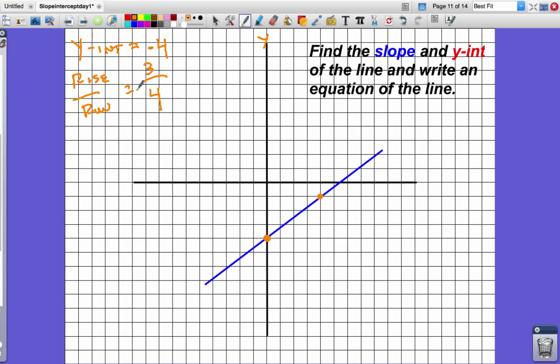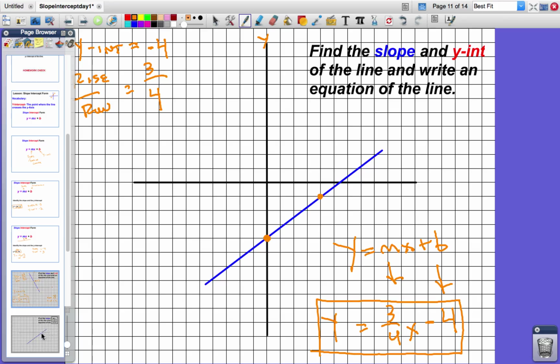So I have my slope, I have my y-intercept, I want to write the equation of the line in y equals mx plus b. So my slope is 3/4. Let's add the x. My y-intercept is -4. So there's my y-intercept because that's the b. And that's all still going to be equal to y. There's the equation of my line. I am all done.